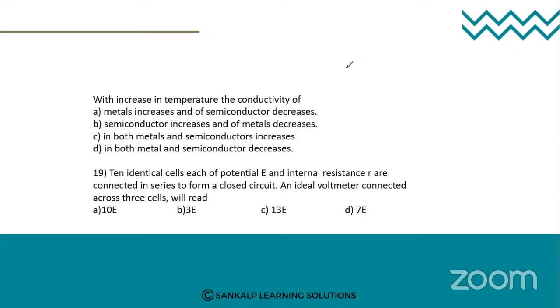10 identical cells, each of potential E and R is the internal resistance, which are connected in series, forming a closed circuit. What is the voltmeter reading?